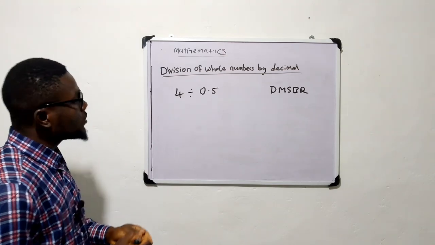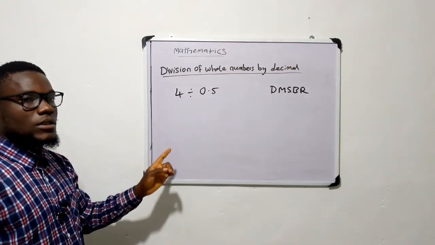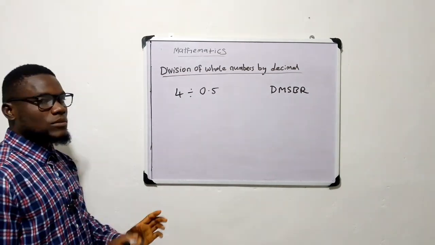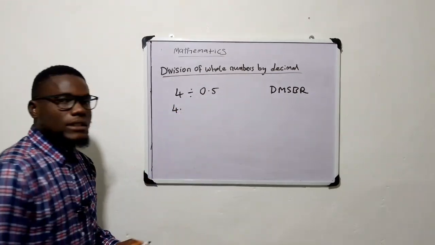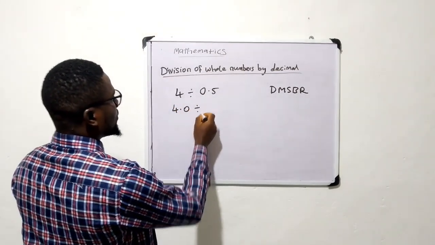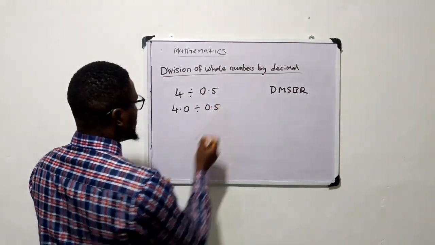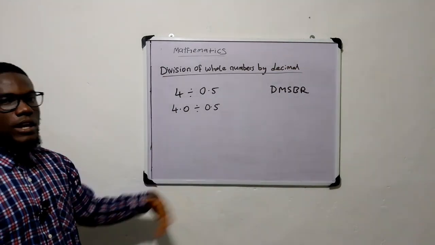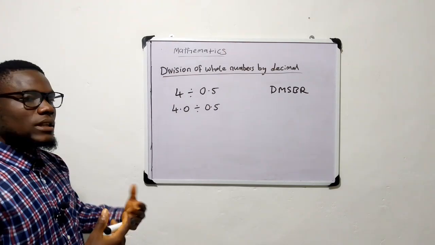So when we try to convert this 4 into a decimal, what are we going to do? We have to add a decimal point to it, then add 0. Now bring down 0.5. As we can see, both the dividend and the divisor are now in decimal form. Okay, now what next are we going to do?